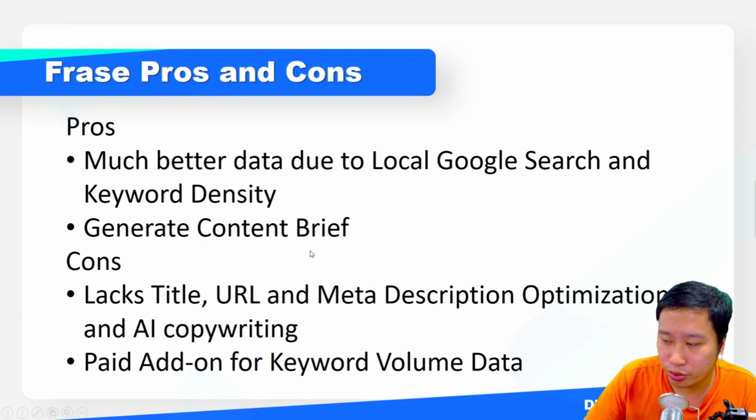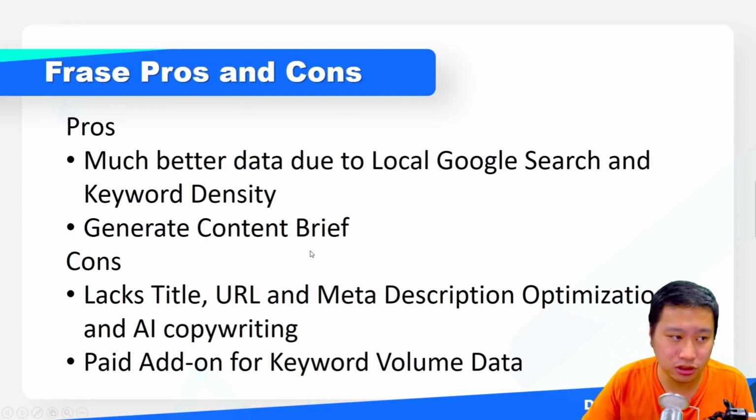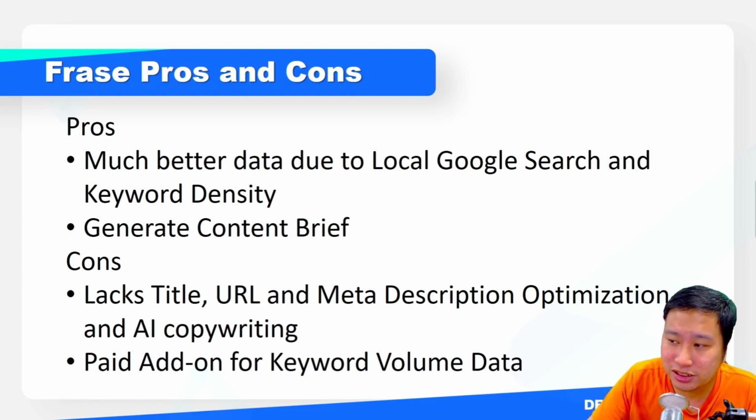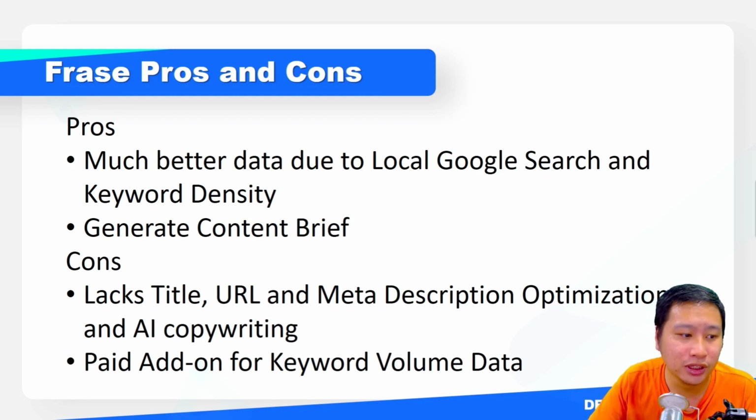So let's talk about some pros and cons between these tools. So for Frase, I think that it gives much better data because it gives local Google search and keyword density, right? Because the optimization is based on keyword density, how many times you actually mention the keyword within your article itself, and you can generate a content brief, right? So that you can quickly give it to a writer, and he or she would likely know how to start writing based on the content brief that you gave them.